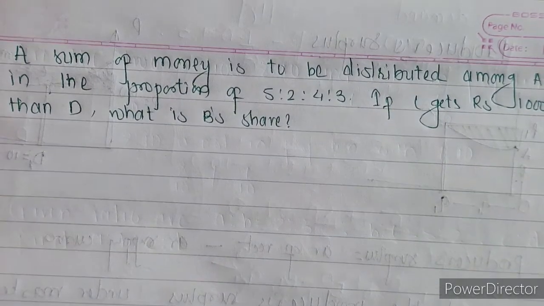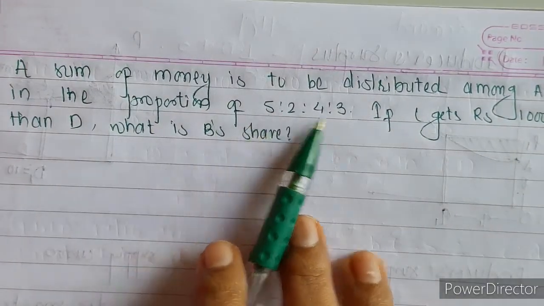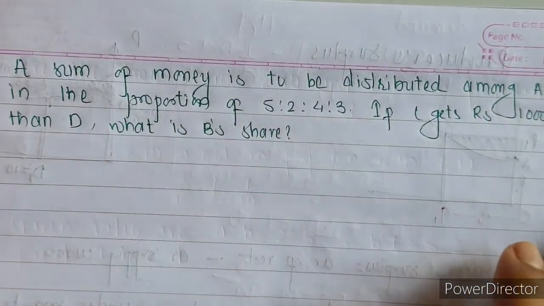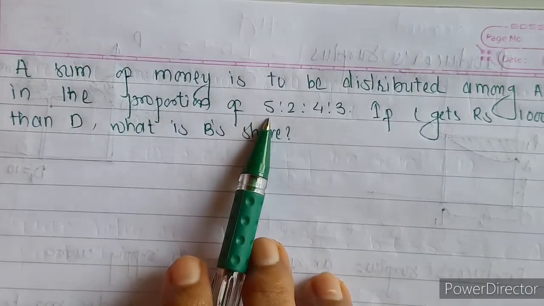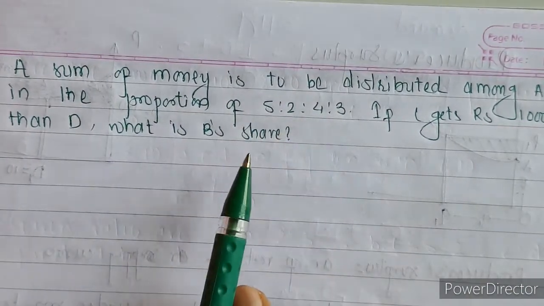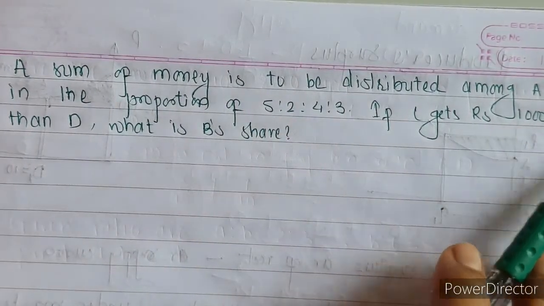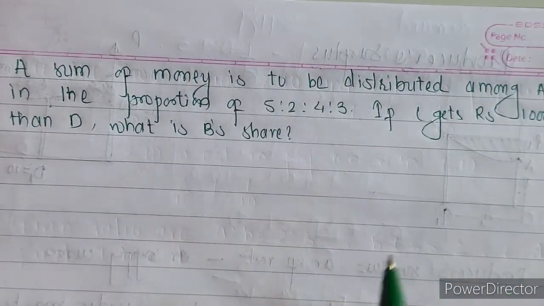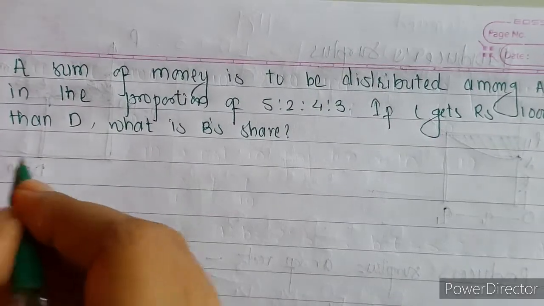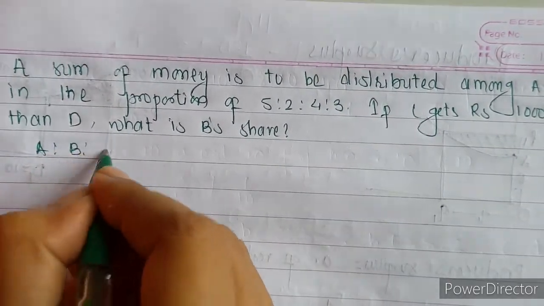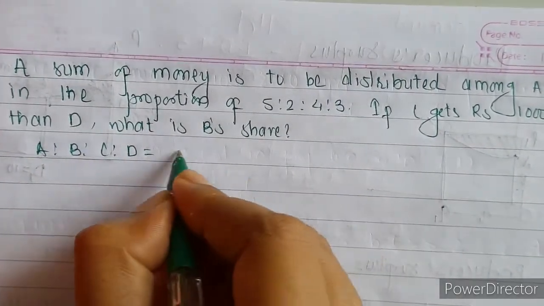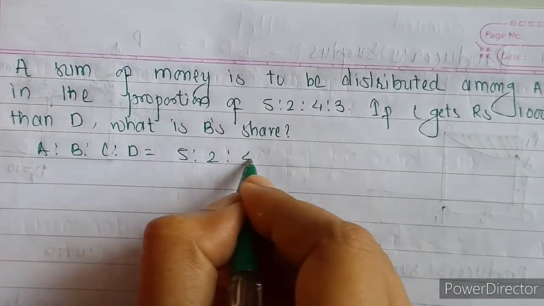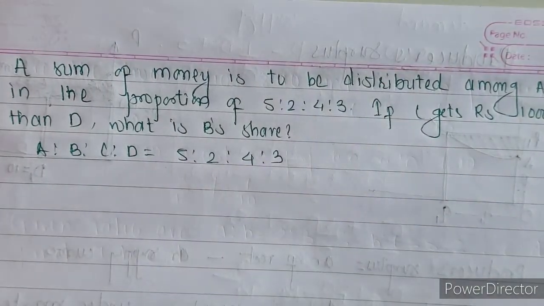Next question. A sum of money is to be distributed among A, B, C, D in the proportion of 5:2:4:3. If C gets ₹1000 more than D, what is B's share? Okay. The ratio is given. What is the ratio? Ratio of A:B:C:D is given as 5:2:4:3. Okay.